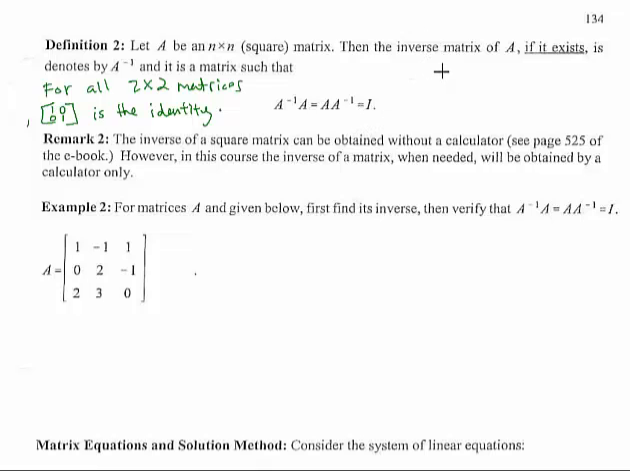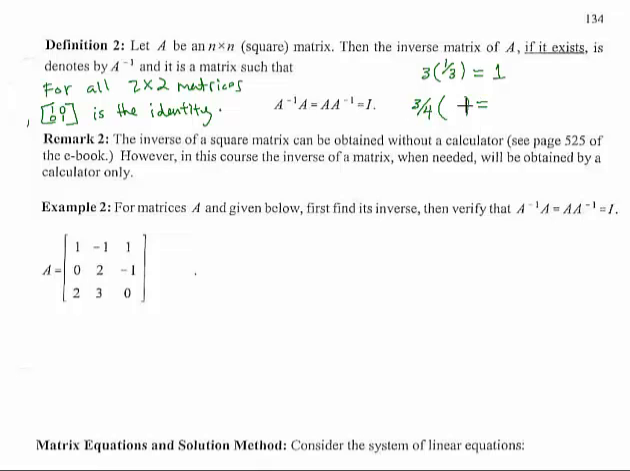So for instance, if I take 3 and I multiply it by some other number, what I want to do is get the identity element of real numbers, which is 1. So what do I multiply by 3 to get 1? Well, 1/3. And so we say 3 and 1/3 are inverses of one another, because when we multiply them, we get 1, the identity element.